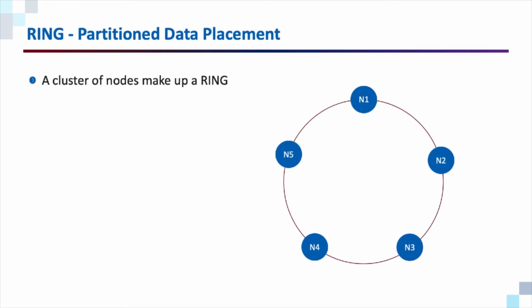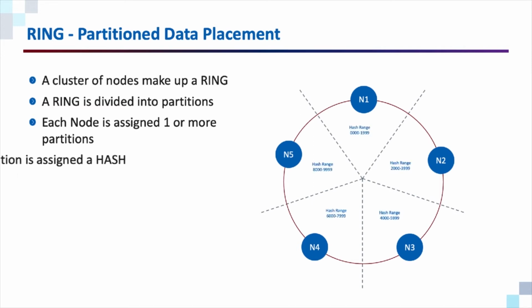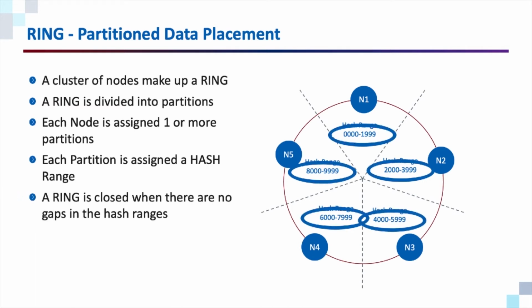Let's define this. A ring is made up of a cluster of nodes. A ring is divided into partitions. Each node is assigned one or more partitions. In this example, each node has one partition, and for the duration of this video, each node will be responsible for a single partition. Each partition is assigned a hash range. And finally, a ring is closed when there are no gaps in the hash ranges.